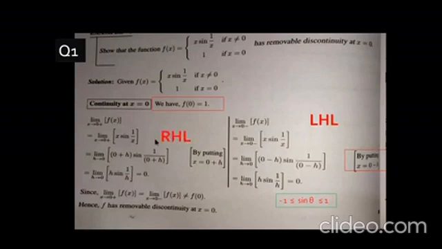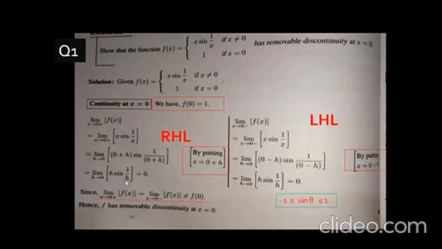So in the right hand limit we can write limit x tends to 0 plus f(x) and substitute the value of the given function. After writing it, we have to put x equal to 0 plus h. You replace x by 0 plus h, then we get limit h tends to 0, (0 plus h) sine 1 upon (0 plus h). Limit h tends to 0, h sine 1 upon h is equal to 0.